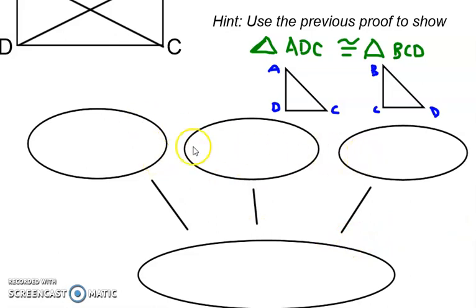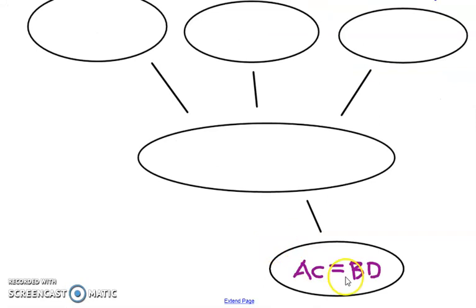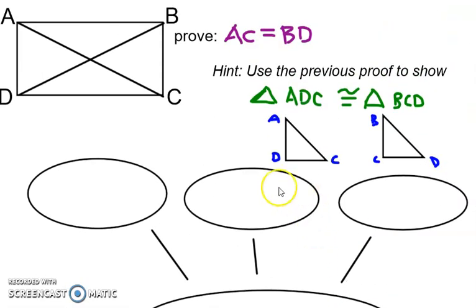We have our three pieces we're looking for, which will give us the congruency, and we're trying to prove that AC and BD equal each other. If you're using a previous proof, the justification, again, is the word theorem. So good luck on this one, and bring the problem back on Monday or Tuesday.